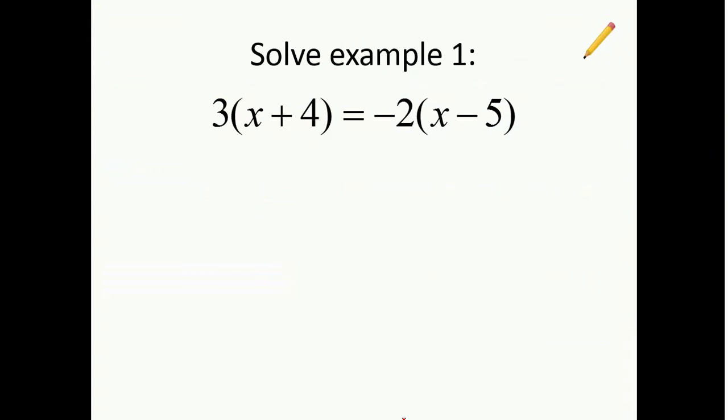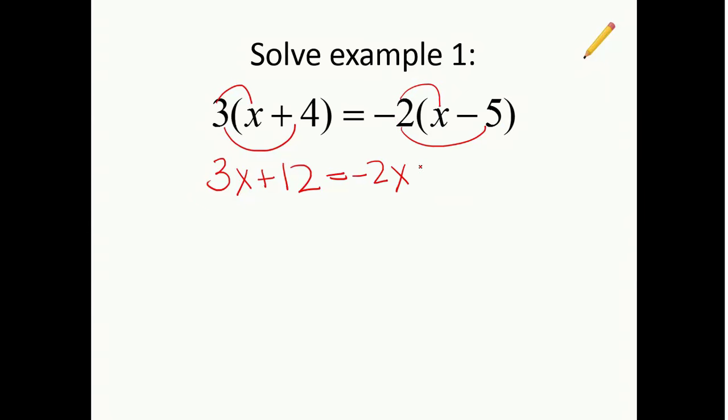Now, let's take a look and try to jog our memories of how to solve an equation. The very first thing that I notice is I have parentheses, so I'm going to do the distributive property. I'm going to distribute the 3 in and the negative 2 in on both sides. So I have 3 times x, which is 3x, and 3 times 4, which is 12. This side, negative 2 times x, I get negative 2x, and negative 2 times negative 5 is a positive 10.